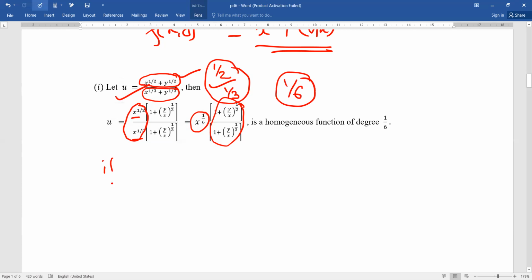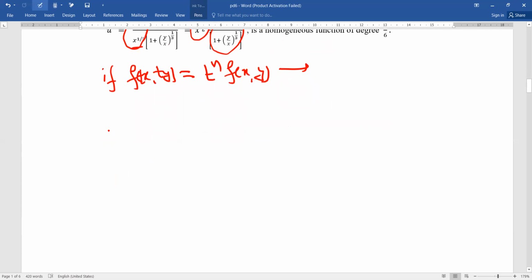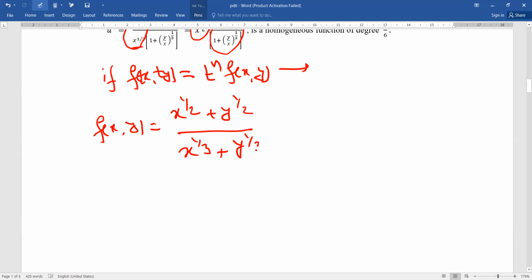आप लोग को एक डेफिनेशन और बता रहा हूं कि if f of tx ty equals to t to power some number into f of xy, then f of xy is said to be homogeneous function of degree n. See the same example. Suppose we are writing f of xy equal to x to power 1 by 2 plus y to power 1 by 2 upon x to power 1 by 3 plus y to power 1 by 3. Now let us find f of tx ty. x को रिप्लेस करना है by tx और y को रिप्लेस करना है by ty.